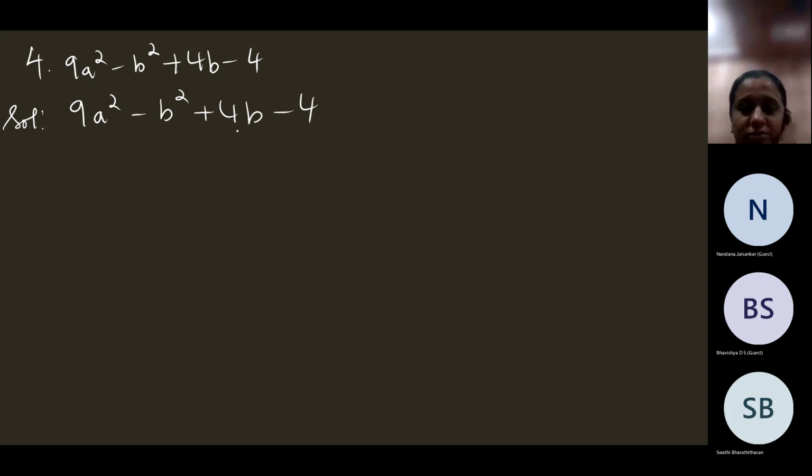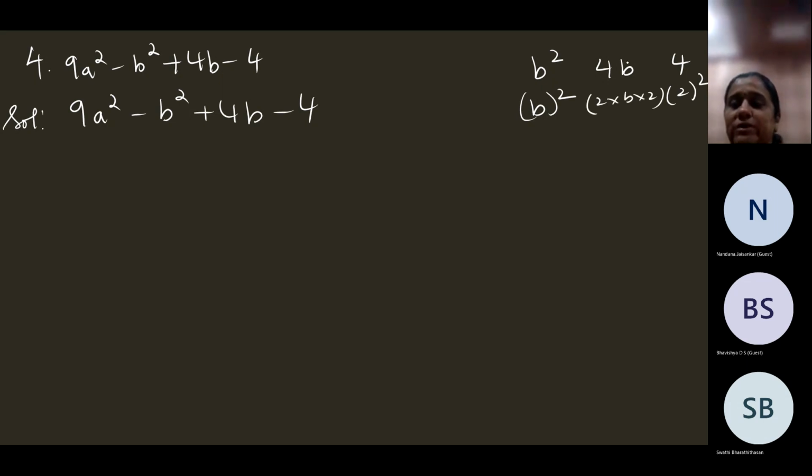So now here, what you have to do is, when you look at the terms, you can see here there is b square. Look at these three terms separately. B square, 4b, 4. Don't take into consideration the signs now. Now you can write b square as b the whole square. You can write 4 as 2 the whole square. And then what is 2ab? 2 into b into 2. And you will get 4b.